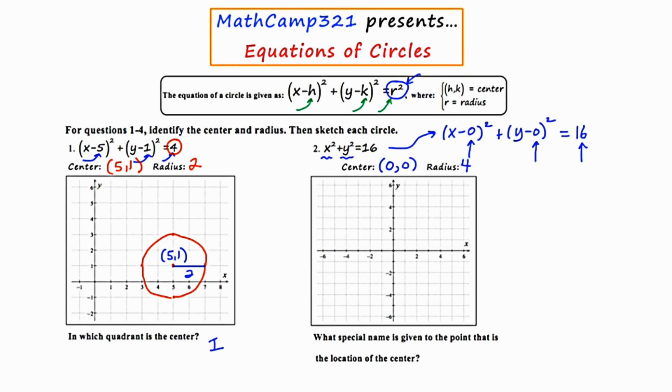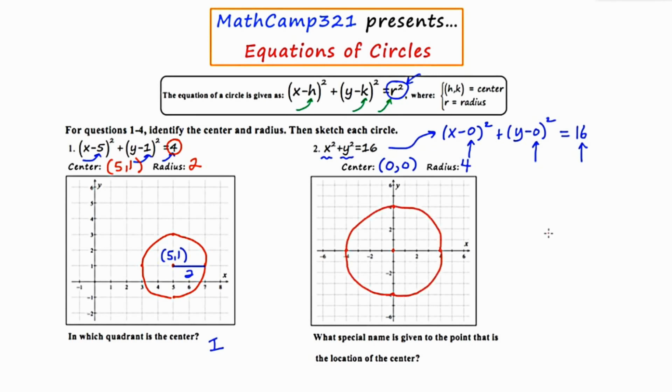Okay, I'm going to plot the center and try to draw the best circle that I can. The center is at 0, 0, and from that center point, I'm going to go up, down, left, and right 4 units. All right, let me draw the circle. Let's see what kind of circle I can do. The first one I get, on a scale of 1 to 10, that first circle in question 1, I give it a 6. And that might even be generous.